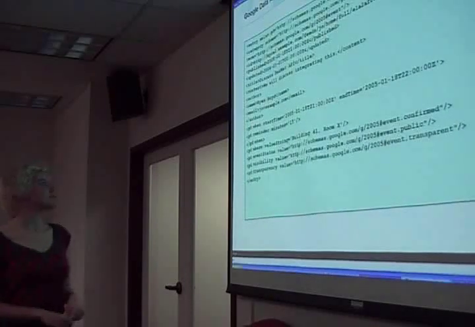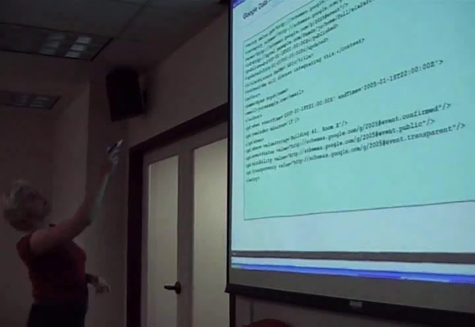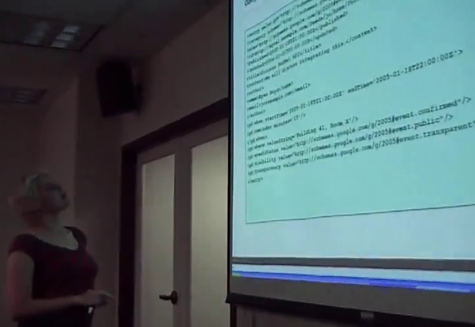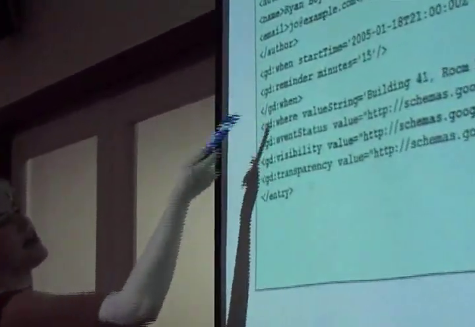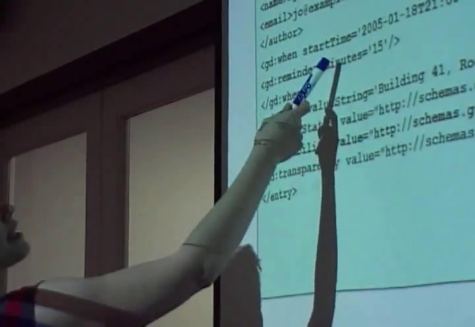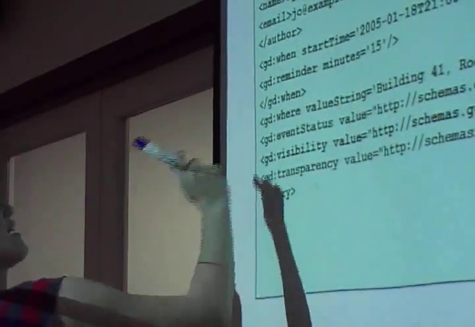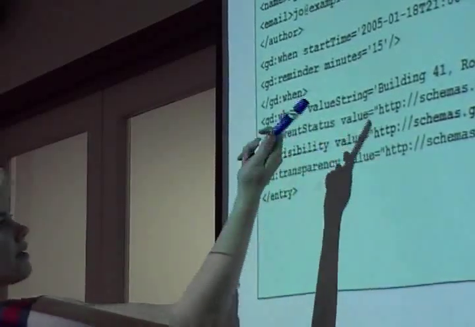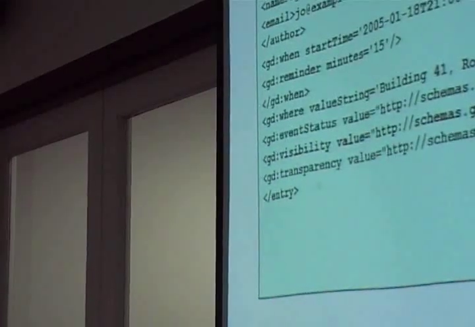So here's an actual example where you can see the full XML. If you look up there, we define the GD namespace, and we have a schema, schemas.google.com, you can look it up. And then when we go down, we have a when, and this must be a calendar event. When has a start time attribute, an end time attribute, and then this lovely string in there. And then we have a reminder, which has a minutes attribute, where, etc., etc., right? So you get the idea there.